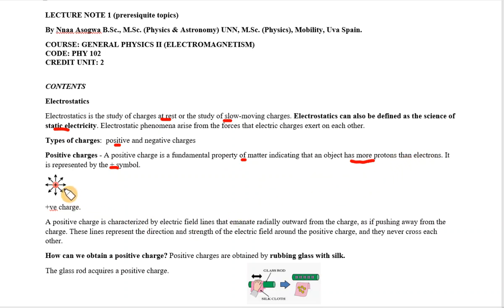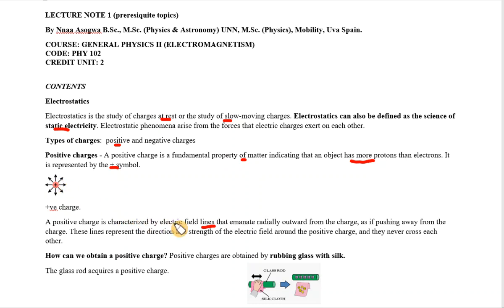And the positive charges have their lines. Of course, this is a positive charge. You see that the lines of force radiate away from the charge. So a positive charge is characterized by electric field lines that emanate radially outwards from the charge. These lines of force represent the direction and the strength of the electric field around the positive charge. And of course, one of the properties of electric lines of force is that they don't cross each other.